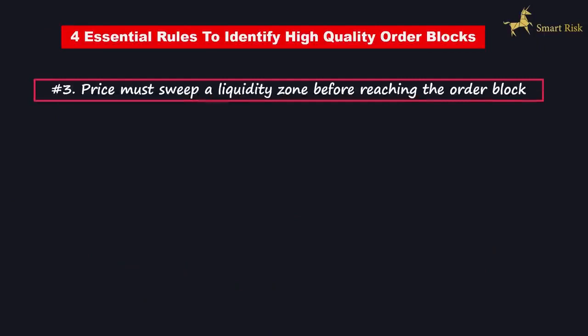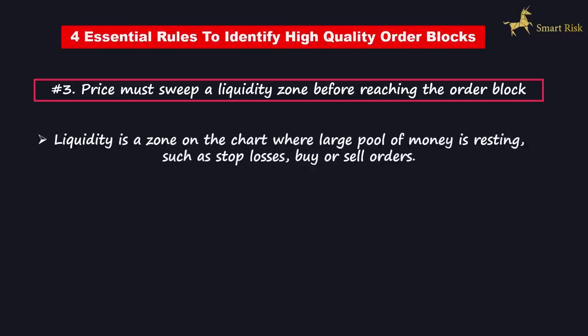Rule number 3, price must sweep a liquidity zone before reaching the order block. By requiring the price to sweep a liquidity zone before reaching the order block, traders can increase the reliability and validity of the order block as a potential turning point or area of interest. This rule ensures that there is sufficient market participation and confirmation of the order block's significance before considering it for trading decisions. Liquidity is a zone on the chart where a large pool of money is resting, such as stop losses and buy or sell orders.